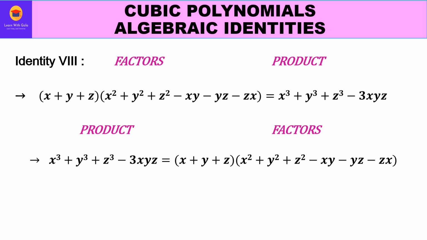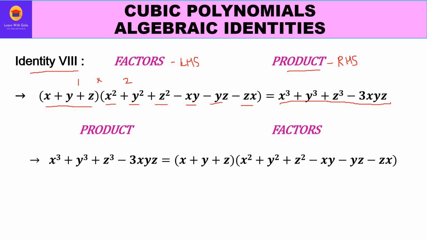Now let us learn about the eighth identity, where the factors are (x + y + z) into (x square + y square + z square − xy − yz − zx). If these are the two factors, and they are multiplied together, 1 multiplied by 2, then you get this product as x cube + y cube + z cube − 3xyz. That means your factors are your left hand side and your product gives you the right hand side.